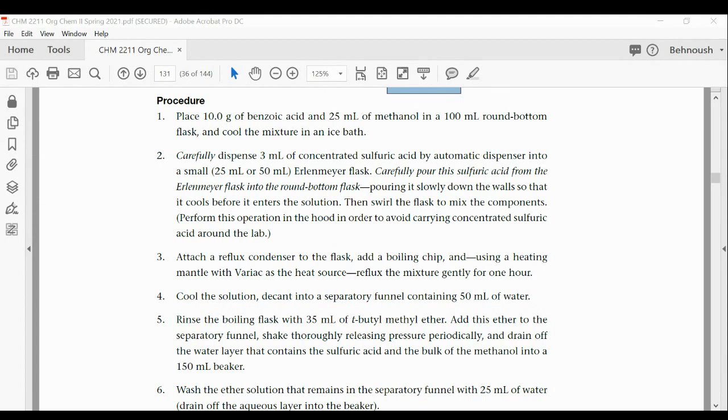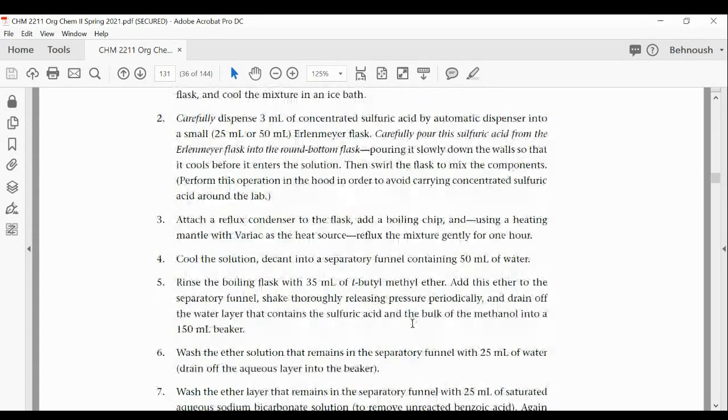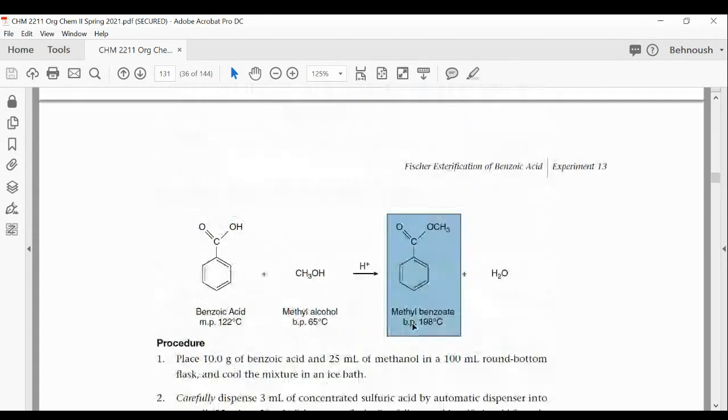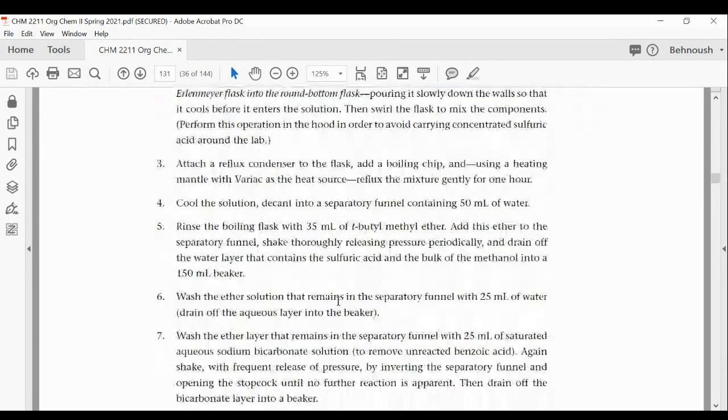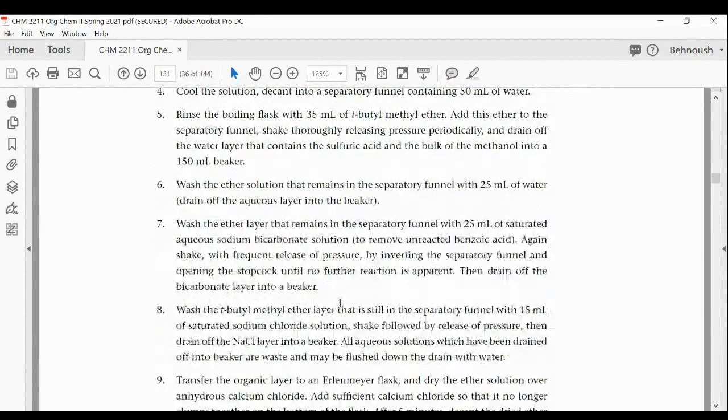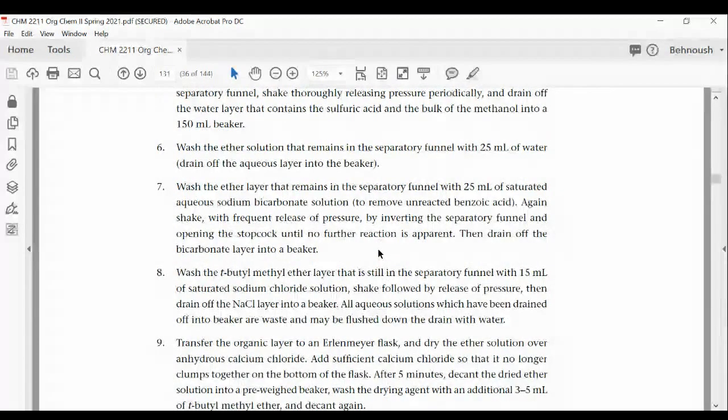When you add the ether from this reaction, methyl benzoate goes to the ether layer. Any leftover benzoic acid could go to the ether layer, but water, sulfuric acid, and methanol would dissolve in the aqueous layer. You drain the aqueous layer. That's how you separate the methanol, the sulfuric acid, and the water. On the next step, you are going to wash it with sodium bicarbonate.